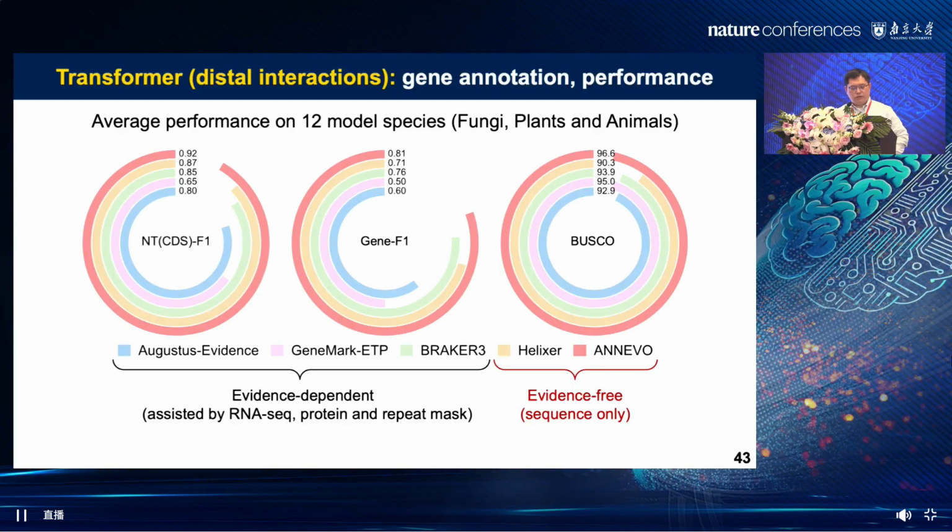Very interestingly, this field is actually heavily developed. There are many pipelines using evidence-based approaches, which need RNA-seq, protein, and also extensively require repeat masking. There are also additional methods, for example our ANOVA method. It doesn't need all this RNA-seq. It's evidence-free. We don't need any RNA-seq, we don't need protein, we don't even do repeat masking. We directly take the DNA sequence and then output the gene structure. And our performance is even better than those methods that need the evidence.